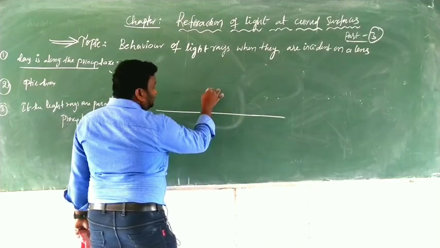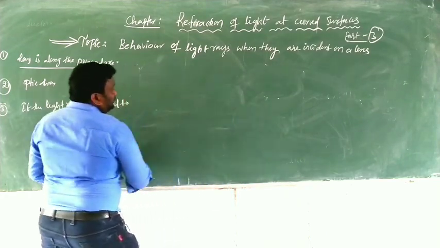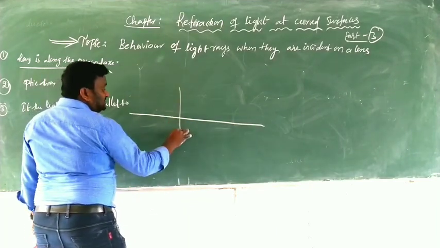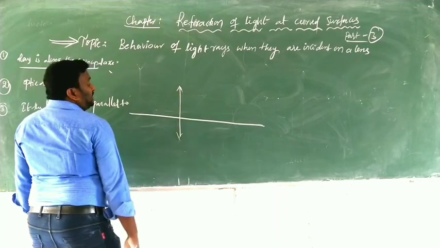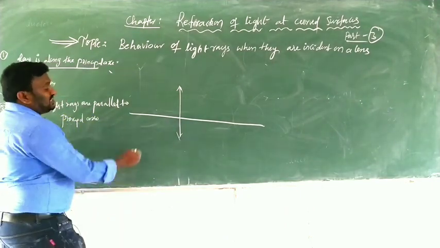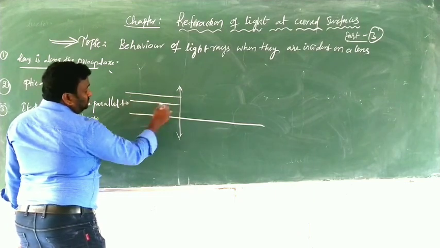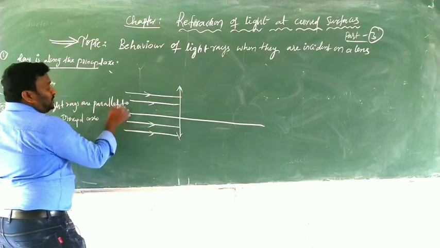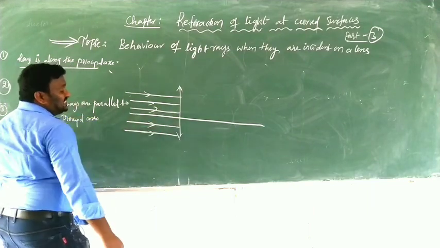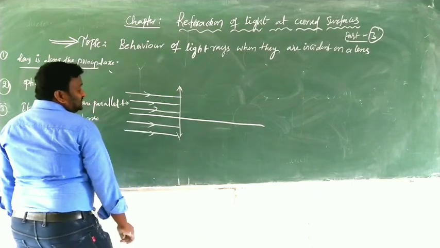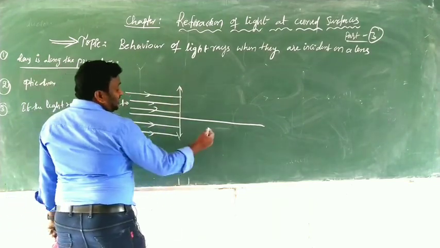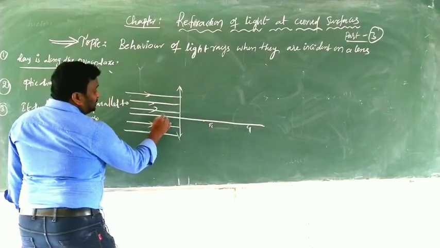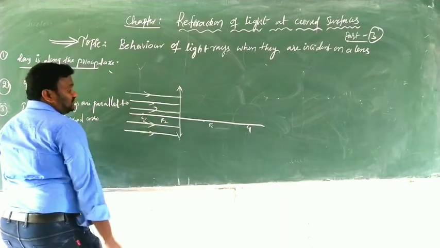So this is what? This is the principal axis. And this is what? A biconvex lens. So light is coming from where? Parallel beam of light means the light is coming from long distances. So for the convex lens, on this side what you have? F1, C1, and this is F2, and this is C2.